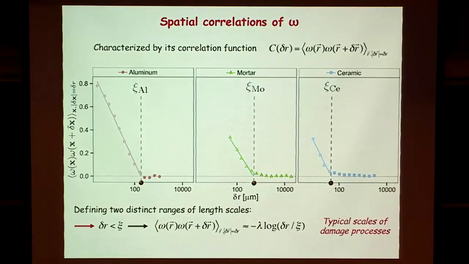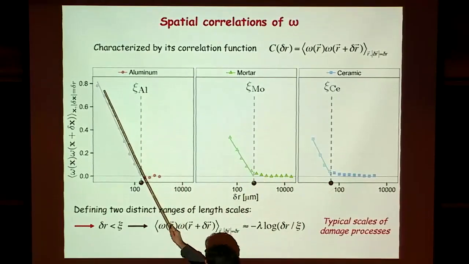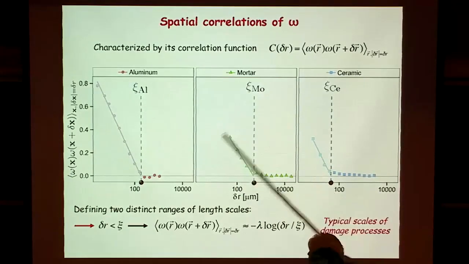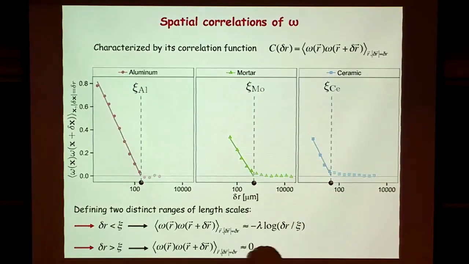So I'm going to proceed in the following way. Since I have defined two ranges of length scale, a small length scale at which height fluctuations are correlated spatially, and a larger length scale where I don't have this correlation of height fluctuations, I'm going to focus on these two ranges of length scale. First, interestingly, the decorrelation of this map omega is characterized by a logarithmic function with a prefactor lambda that we will meet in the rest of the talk, lambda being the slope. And at larger scale, I have no correlation of omega.